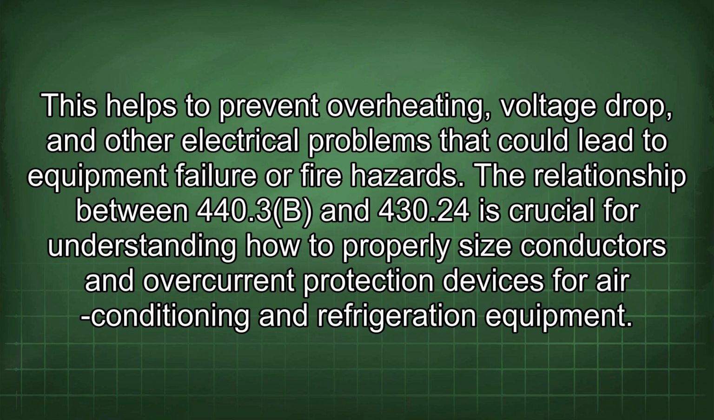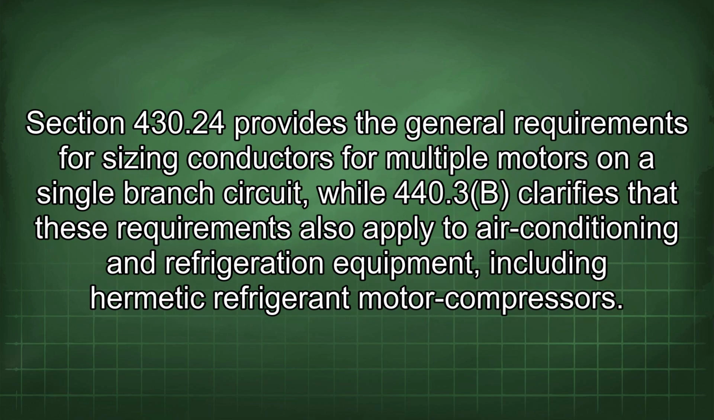The relationship between 440.3(B) and 430.24 is crucial for understanding how to properly size conductors and overcurrent protection devices for air conditioning and refrigeration equipment. Section 430.24 provides the general requirements for sizing conductors for multiple motors on a single branch circuit, while 440.3(B) clarifies that these requirements also apply to air conditioning and refrigeration equipment, including Hermetic refrigerant motor compressors.